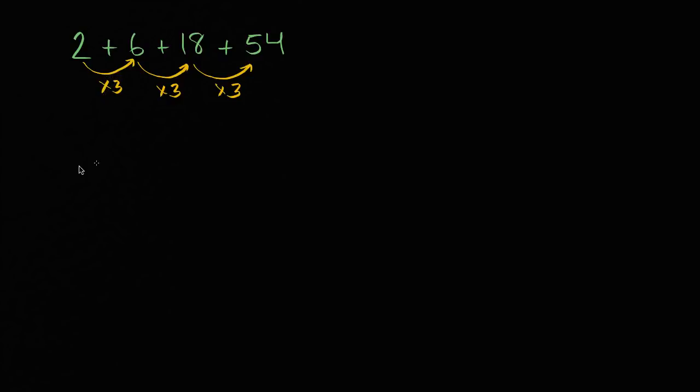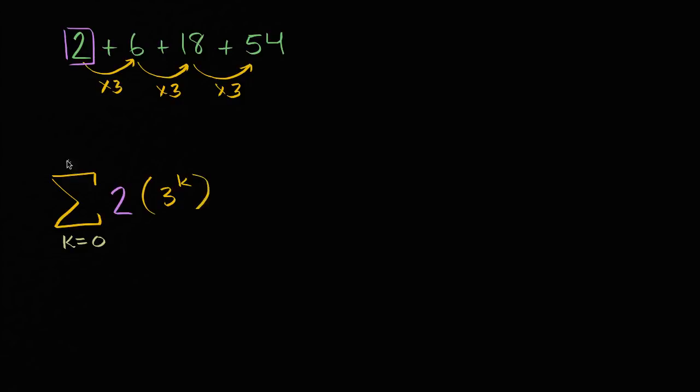So let's rewrite this using sigma notation. So this is going to be the sum, and there's a bunch of ways that we could write it. Let's start with k equaling 0. And so we have our first term, which is 2. So it's 2 times our common ratio, 3, to the k power.